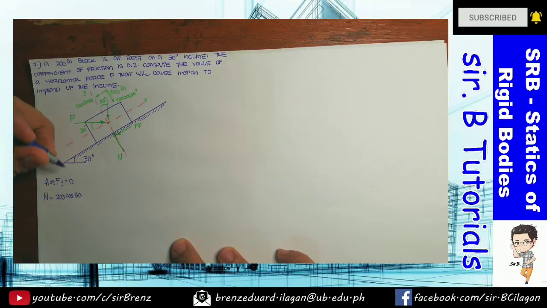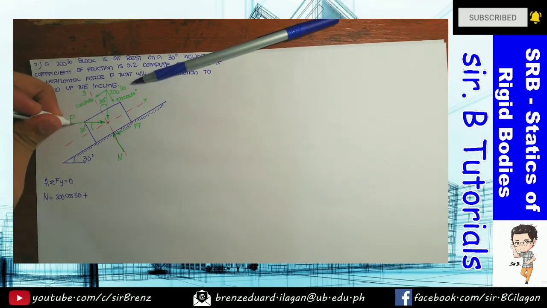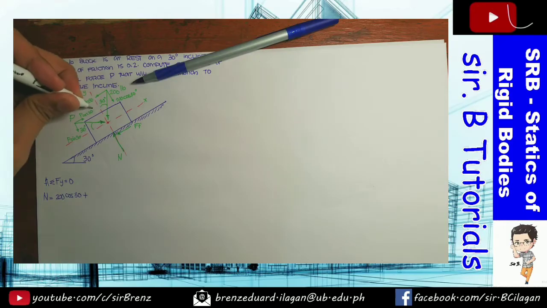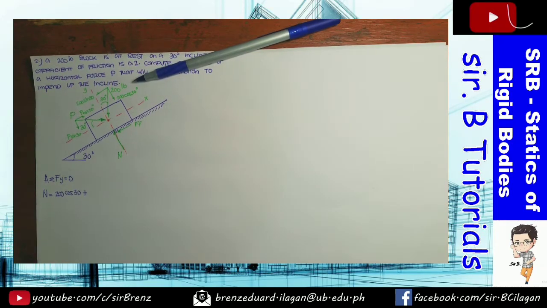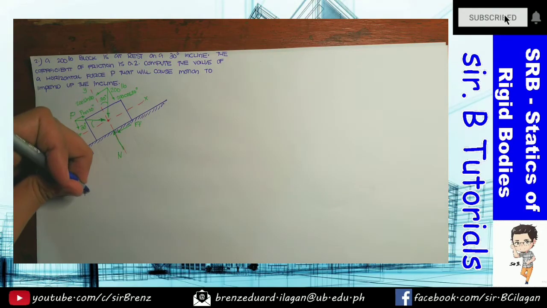Equals 200 cosine 30, and then plus, since I'm transposing it to the other side, P sine 30. By component, the Y component is P sine 30, and the X component is P cosine 30. So because of that, this becomes plus P sine 30.